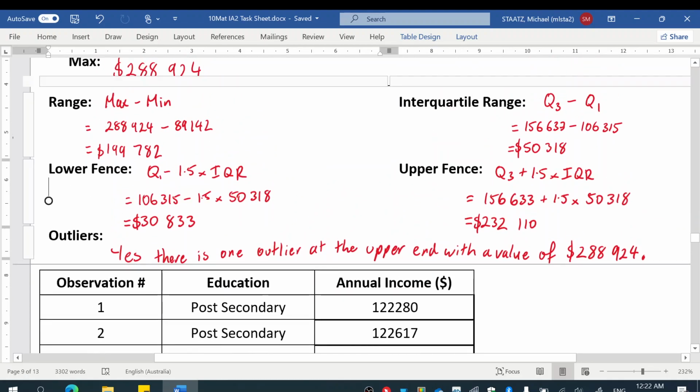And that's how you calculate your range, interquartile range, your lower fence, your upper fence, and your outliers. I will do one more video on then how to do a box plot with this information.